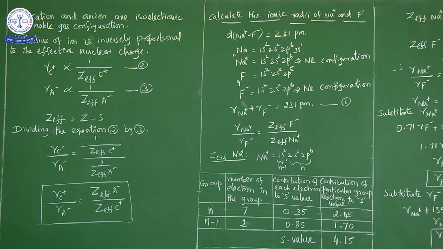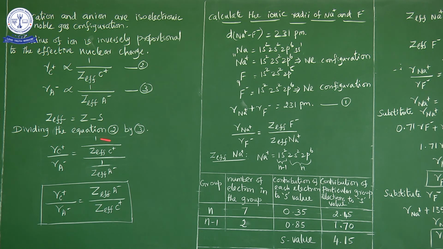So the radius of ion, it may be both the cation and anion, is inversely proportional to the effective nuclear charge. The effective nuclear charge is calculated from the formula Z effective is equal to Z minus S. Z effective is the effective nuclear charge, Z is the atomic number for a given atom or given ion, and S is the screening value or shielding value. So the S is calculated from Slater's rule. S value எதிலிருந்து calculate பண்ணலாம்? Slater's rule இருந்து calculate பண்ணலாம்.